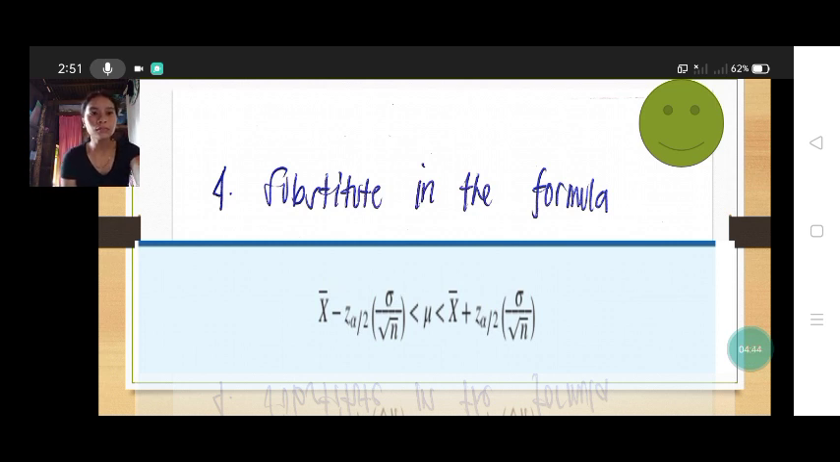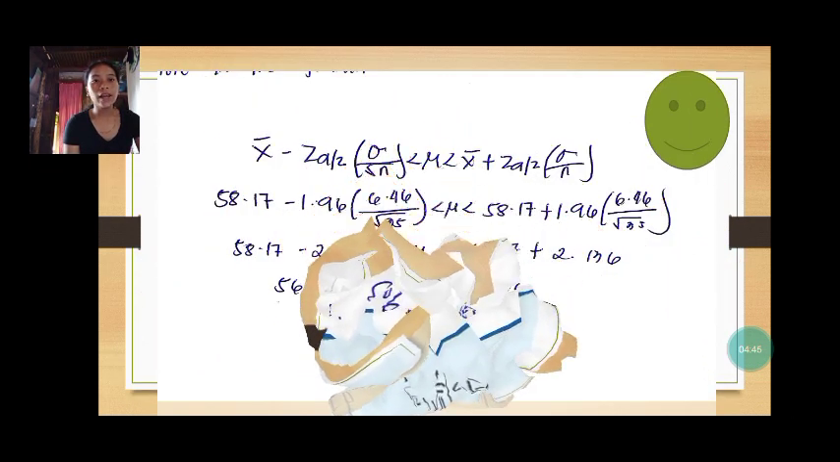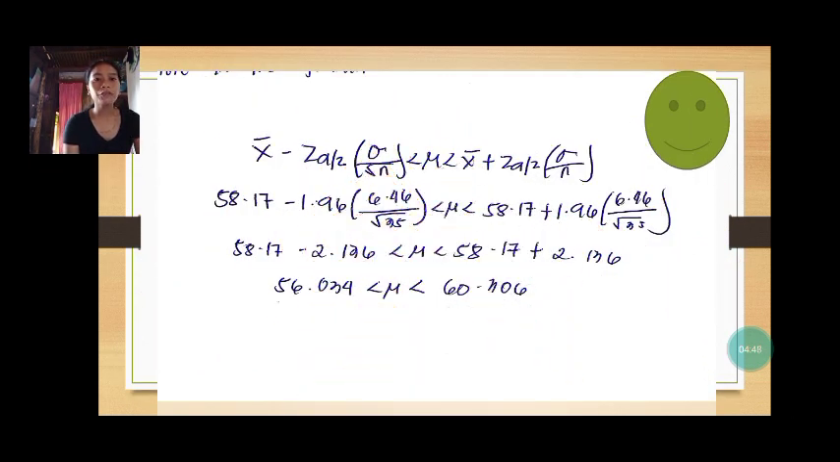So we have the X bar, which is 58.17, and Z sub alpha over 2, which is the critical value, equivalent to 1.96. Then the sigma is 6.46. So, 58.17 minus 1.96 times 6.46 over square root of 35, less than mu, less than 58.17 plus 1.96 times 6.46 over square root of 35.